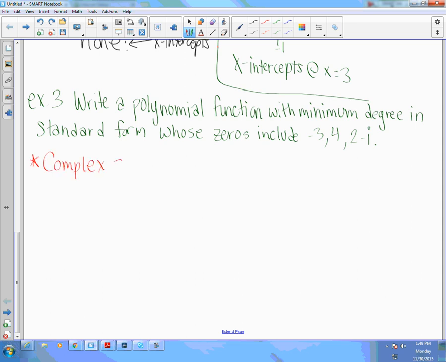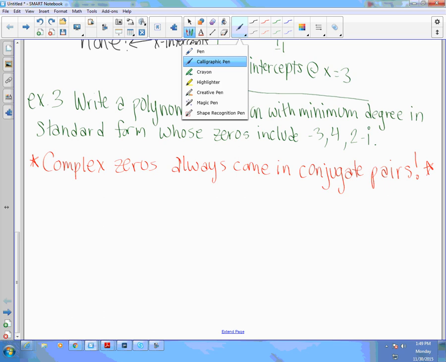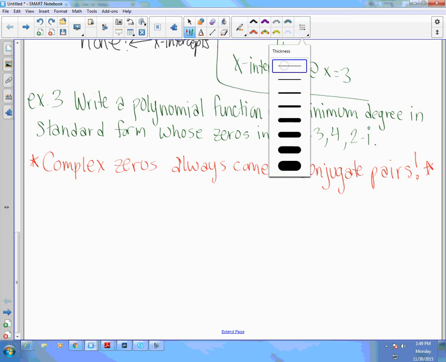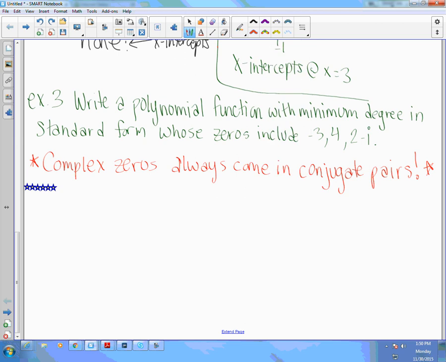Complex zeros always come in pairs. Conjugate pairs. You know, I'm going to put that word in there. Conjugate pairs. I'm going to put stars around it so you guys can find it again.